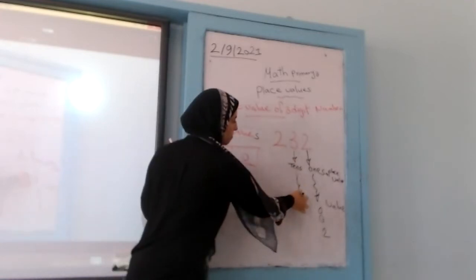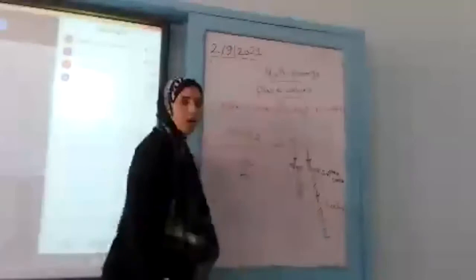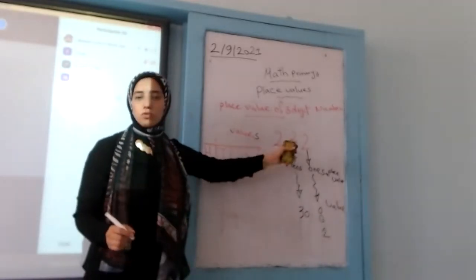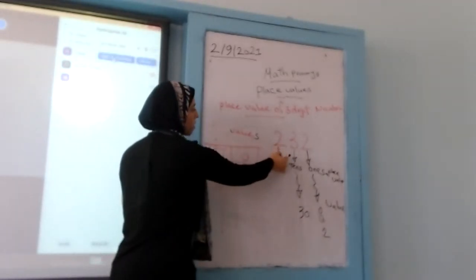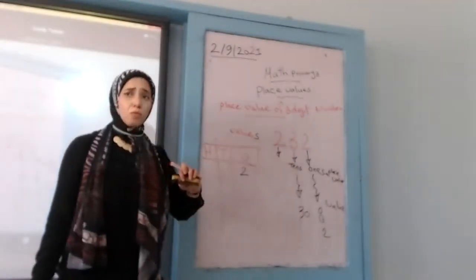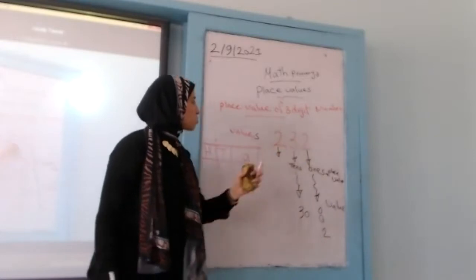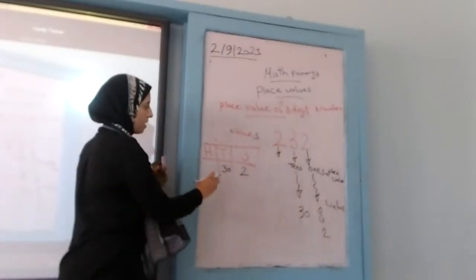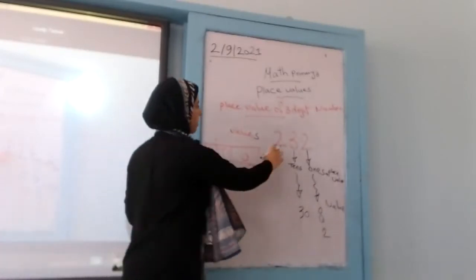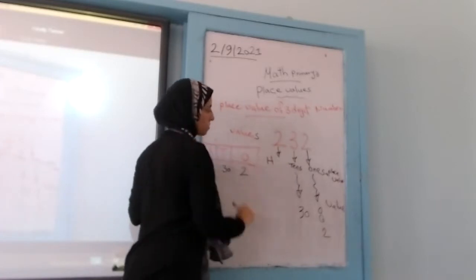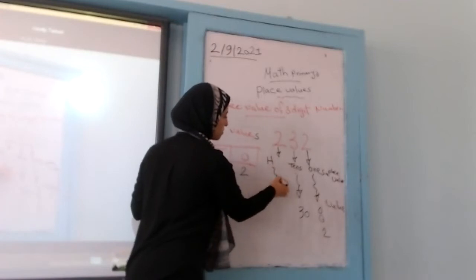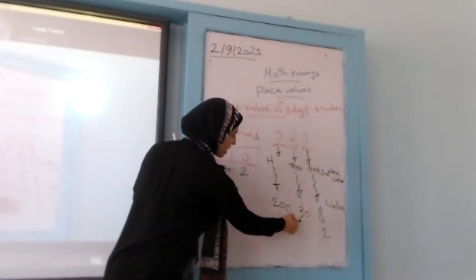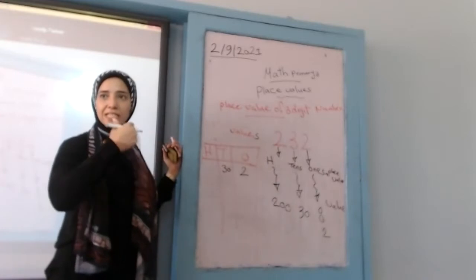What's the value? 3. I have 3 units of ten, so 30. Why 30? Because it consists of 3 blocks of 10. The next number, as we said, is 2, in the hundreds place. What is the value of 2? 200. Why 200? Because every 100 consists of 10 tens.